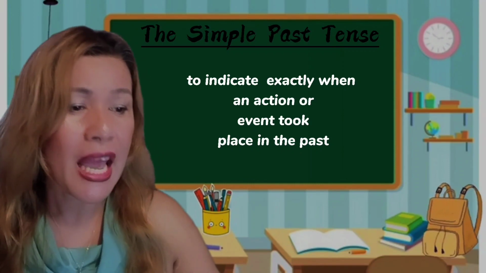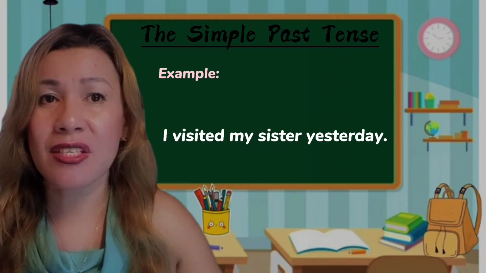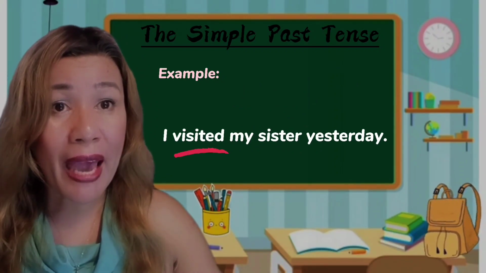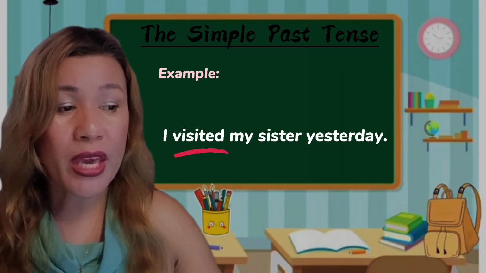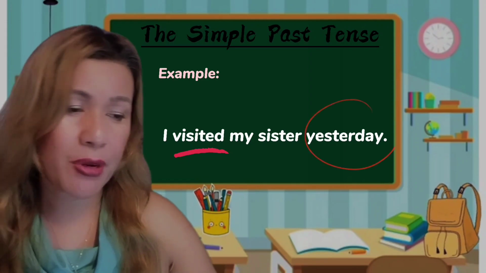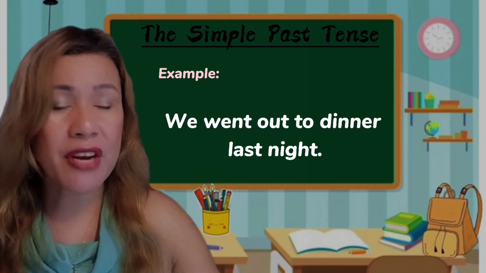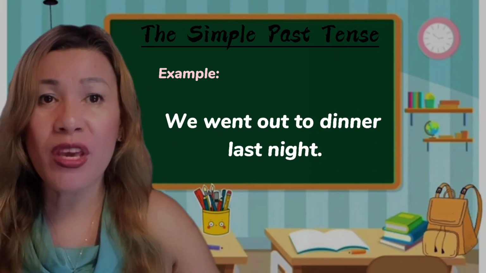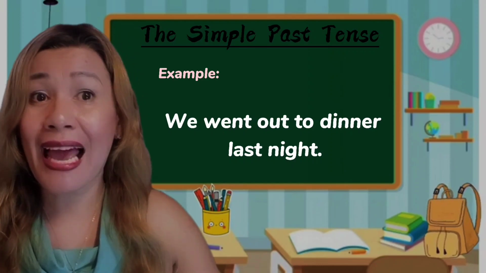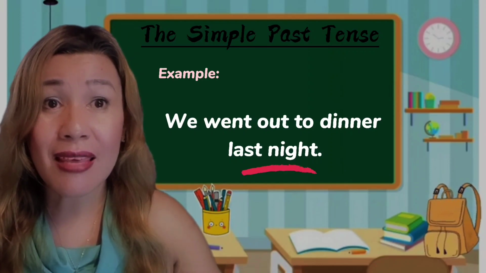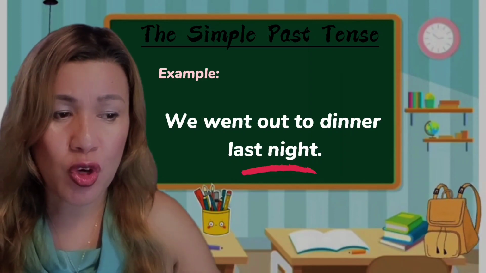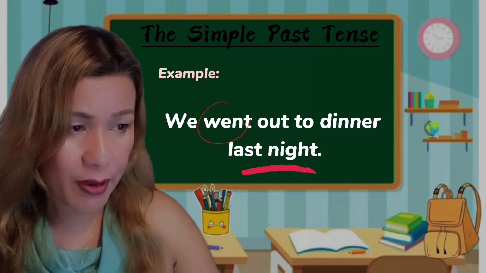So for example, I visited my sister yesterday. The action is visited. So it's in the past because we have a clear time indicator, yesterday. Another example, we went out to dinner last night. Again, we have a clear past time indicator, last night, indicating that the action was completed at that particular time. So went is our verb.